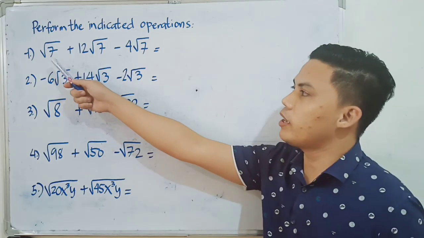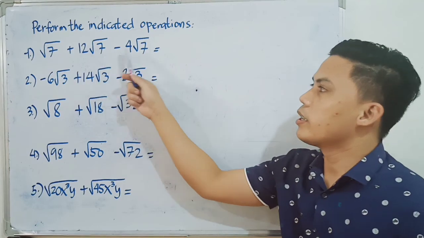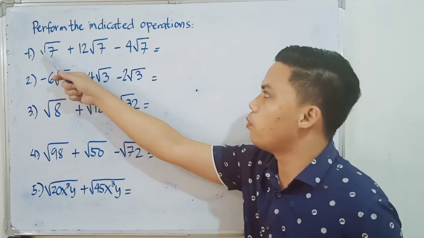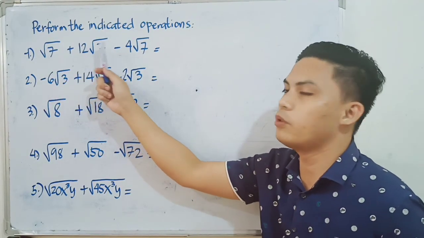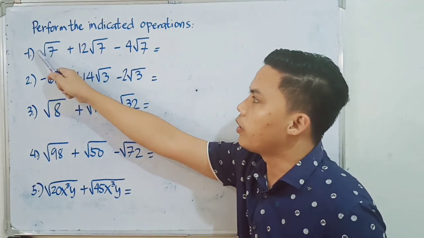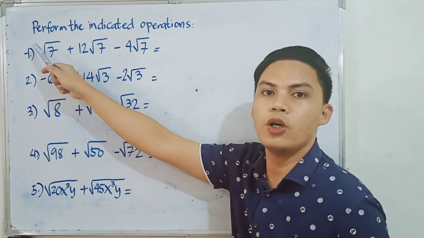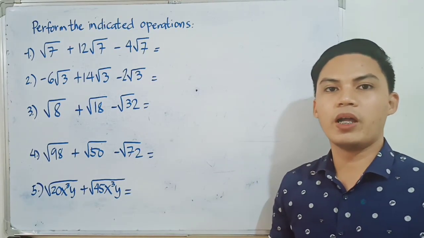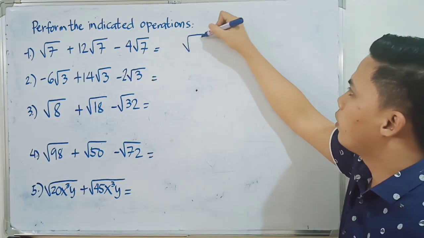If we notice in number 1, their radicand is the same, which is 7. And at the same time, their indices are also the same, which is 2. Because the given is a square root, its index is equal to 2. We can see the index here, but again, when it is a square root, we no longer write the 2. So what we're going to do now is simply copy our common radicand. So we will have square root of 7.